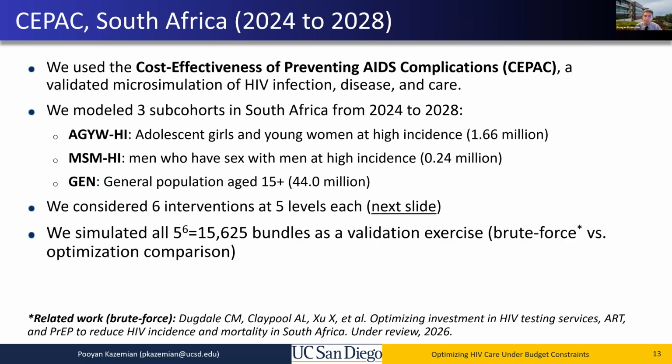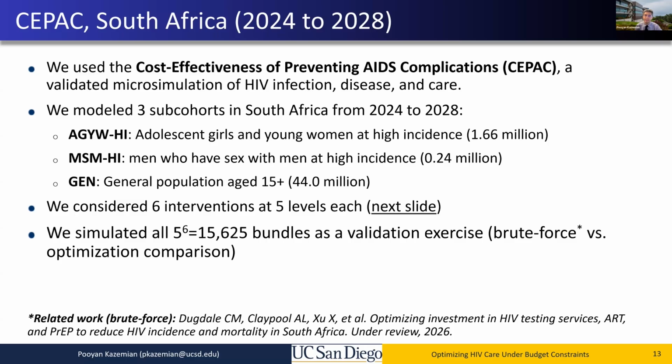So in this research, we use the cost effectiveness of preventing AIDS complication, or the CPAC microsimulation method, to simulate the HIV epidemic in South Africa. CPAC is a validated microsimulation of HIV infection, disease, and care. We modeled three sub-cohorts in South Africa from 2024 to 2028. Those include the following sub-cohorts: adolescent girls and young women at high incidence, men who have sex with men at high incidence, and the general population aged 15 plus.